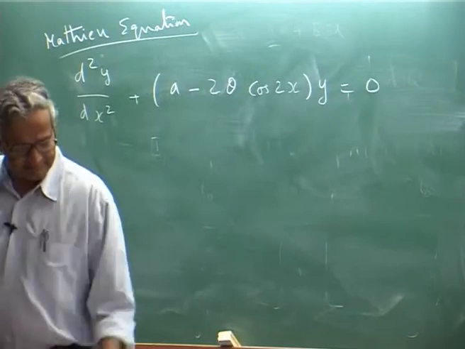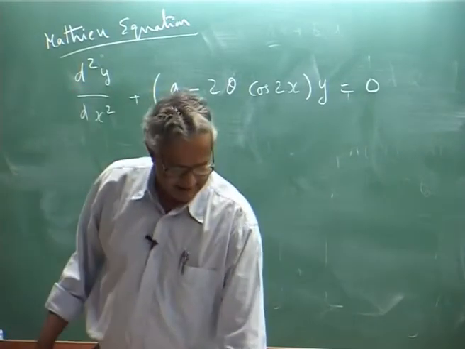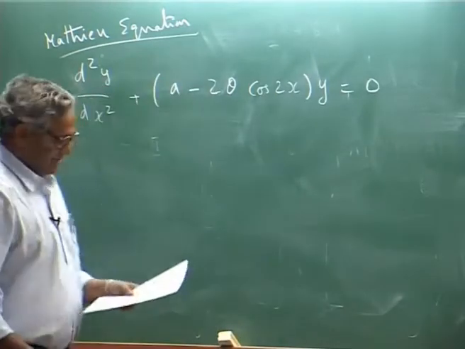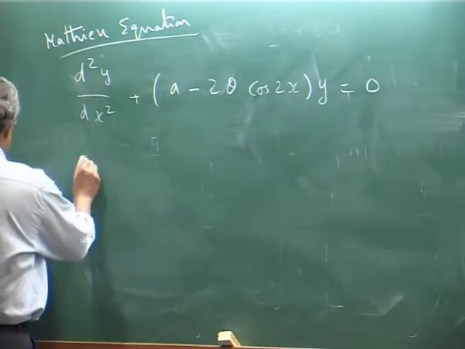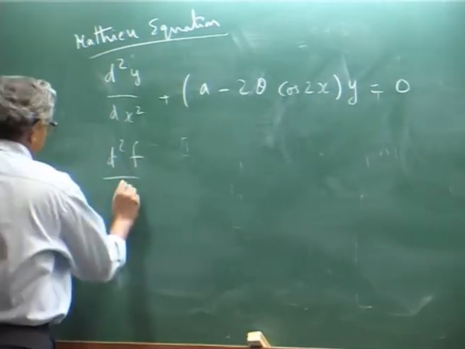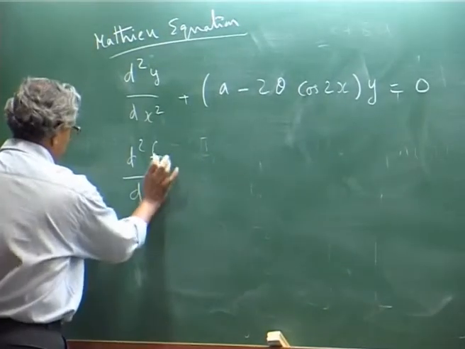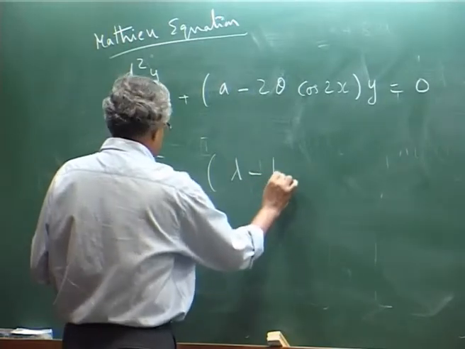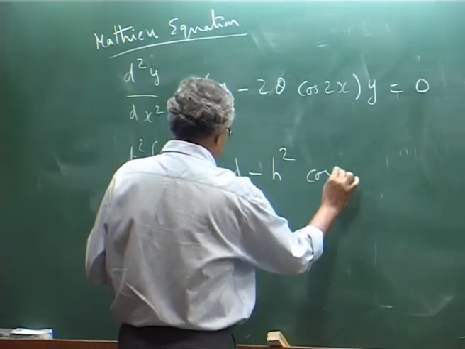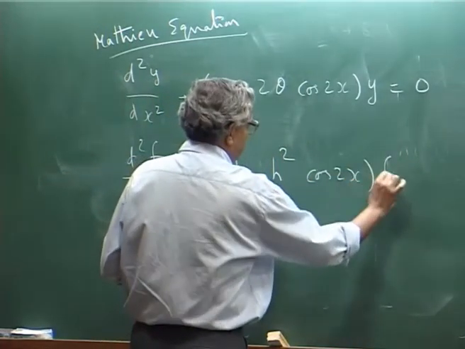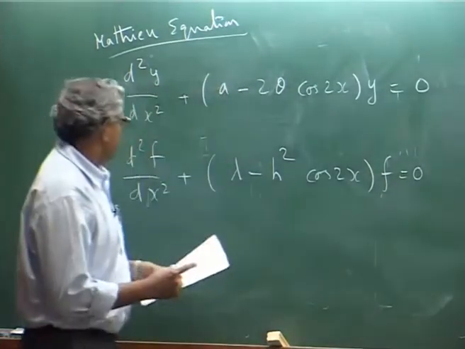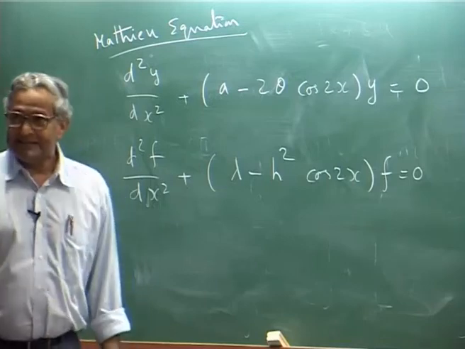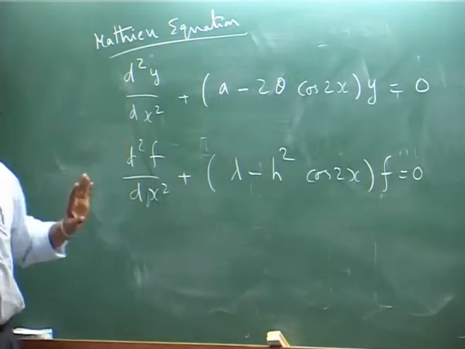This is one form, or you can write it in another form also. There are various ways it can be written. Another way is d square f by dx square plus lambda minus h square cos 2x times f equals 0. Any form, all are pretty much the same. This is called the Mathieu equation. Here it is periodic.